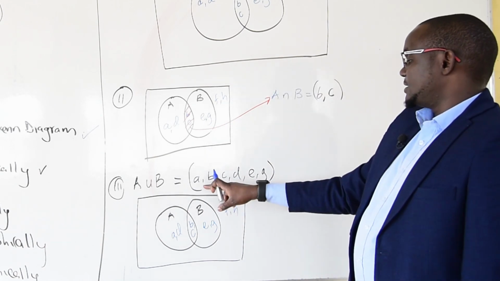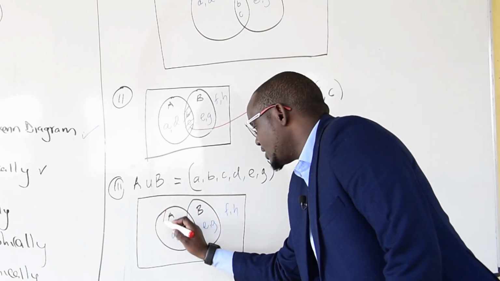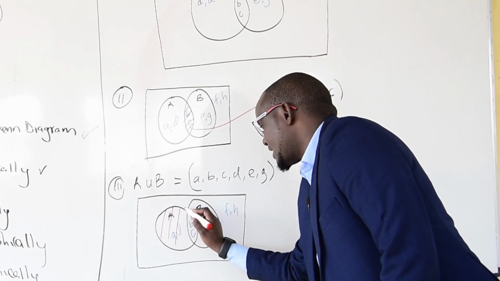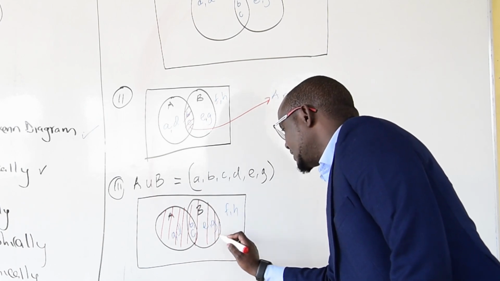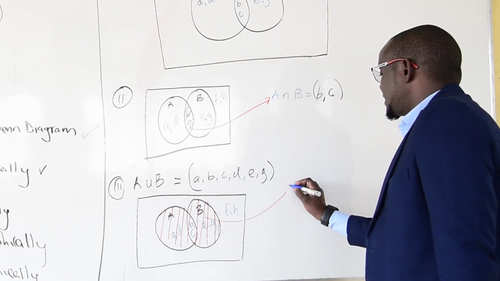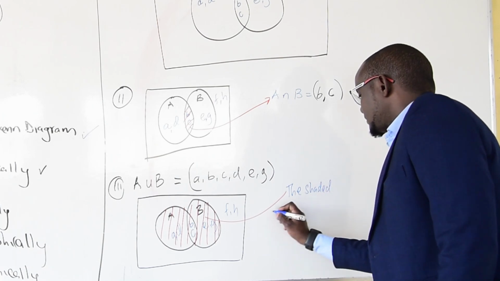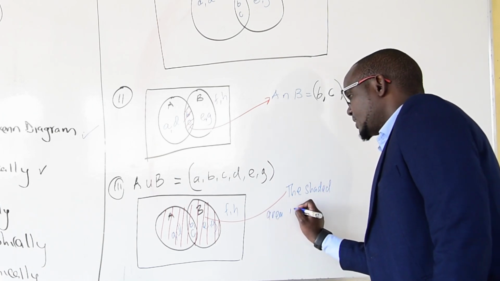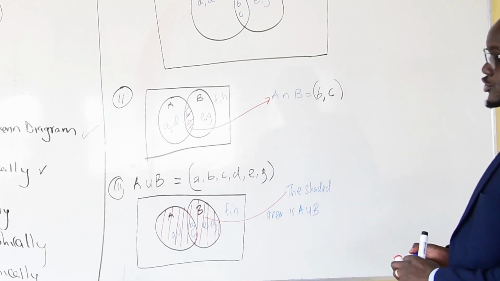So now I want to combine the two sets to form one set. So the area I'm looking at is actually this entire area. The entire area is what I'm looking at. Then I can say the shaded area is A union B.